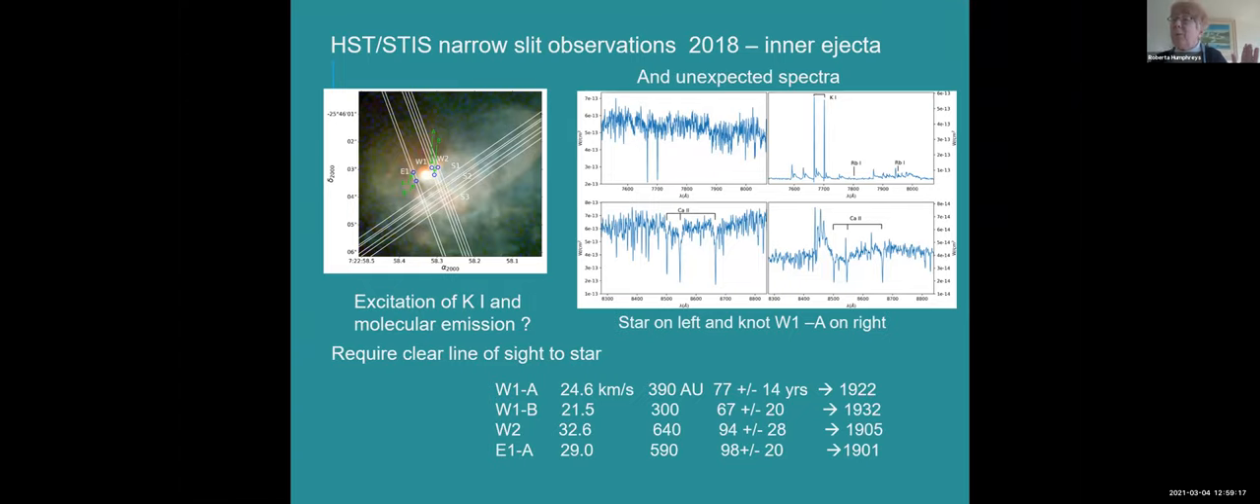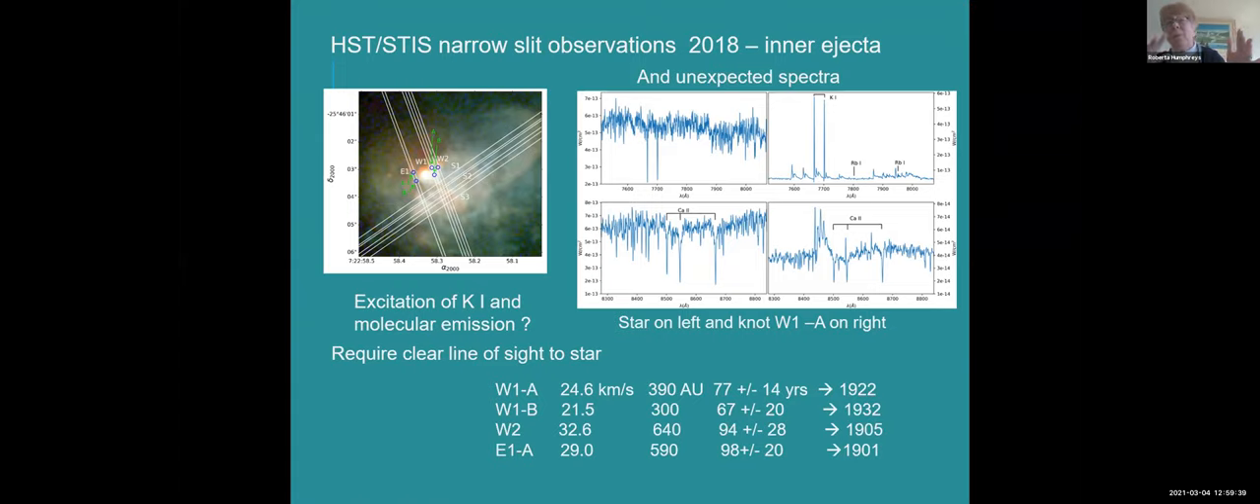I want to emphasize, though, that those observations I've talked about previously in this presentation from the Keck were ground-based. So we were limited in our spatial resolution. With Keck, the best we could do was about 1 arc second. But as you could see, when you're looking close to the star, the numerous small arcs and clumps of arcs and knots close to the star were not separated in the Keck observations.